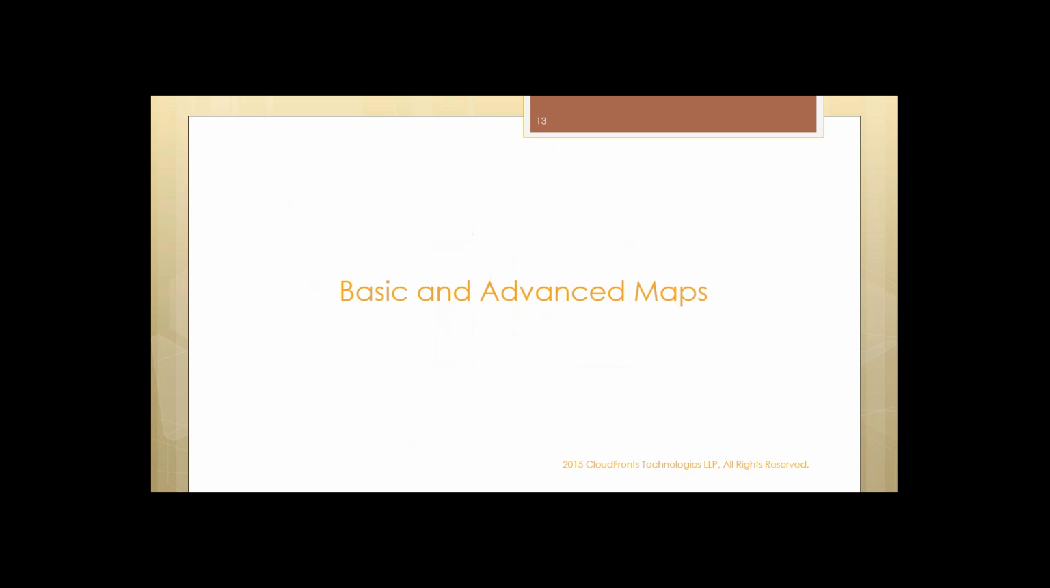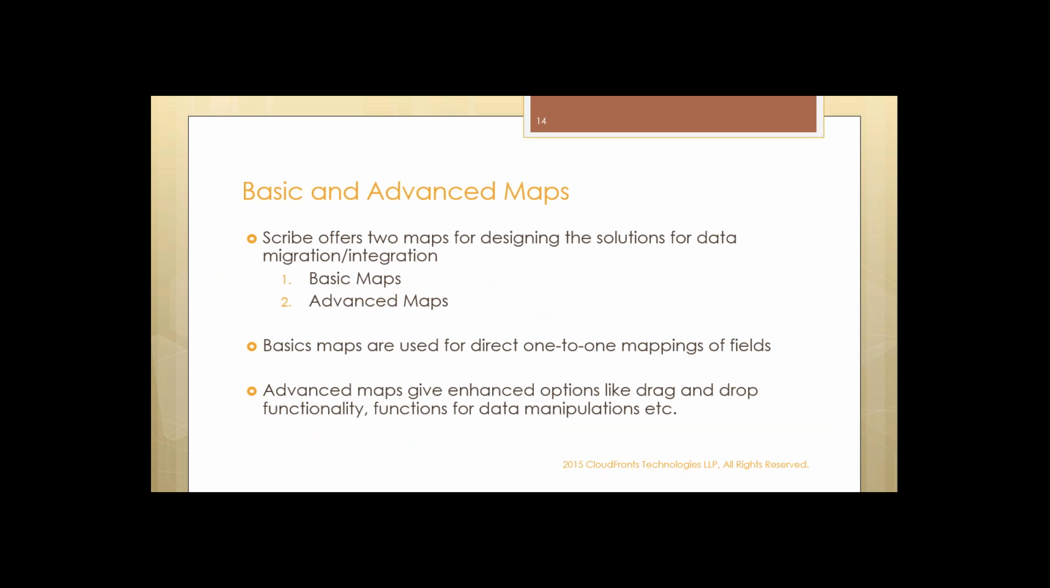The next thing we have is maps. There are two types of maps, basic and advanced. What are maps? Maps basically help us in designing our integration solutions. The basic maps are used when we have direct one-to-one mapping of the source and target fields.